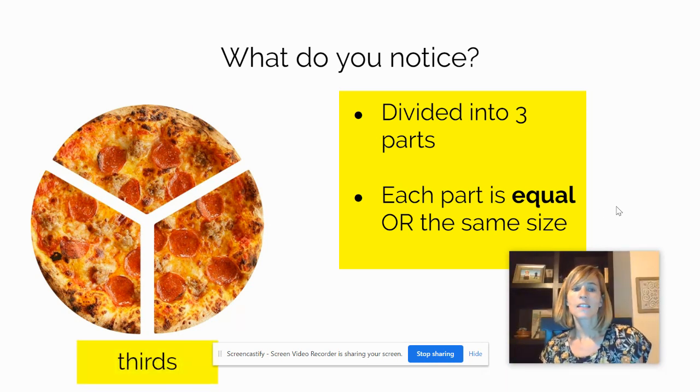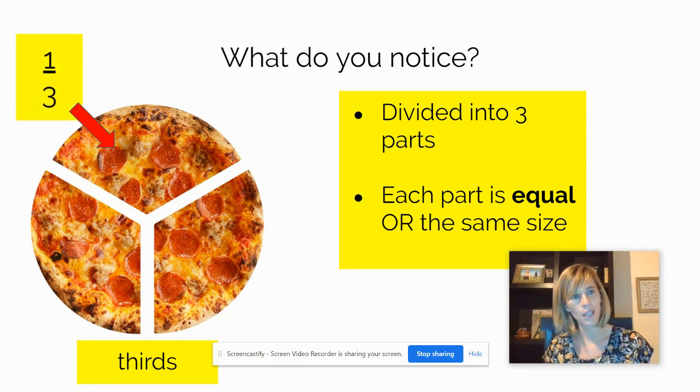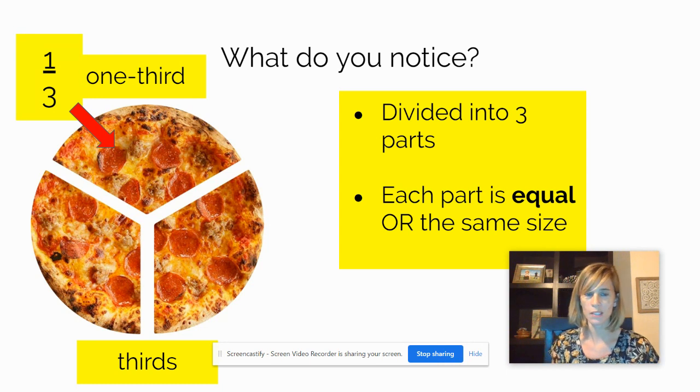Okay. Since I have 3 equal parts of my pizza, those are named as thirds. But if I'm going to focus just on one piece of my pizza, there's a fraction for it. And it looks like this: 1/3. And word form looks like this.